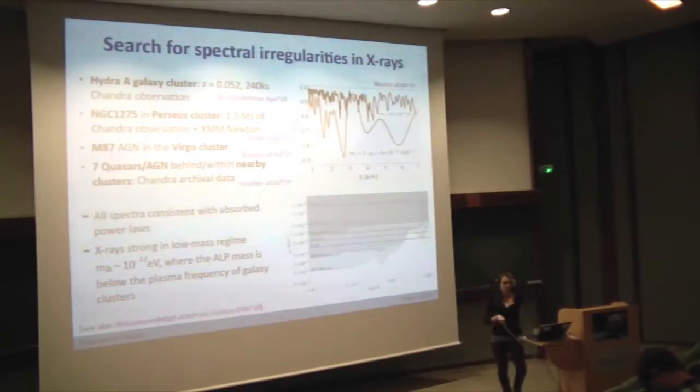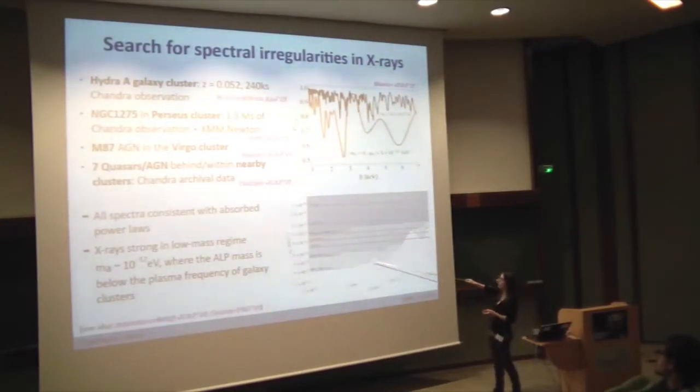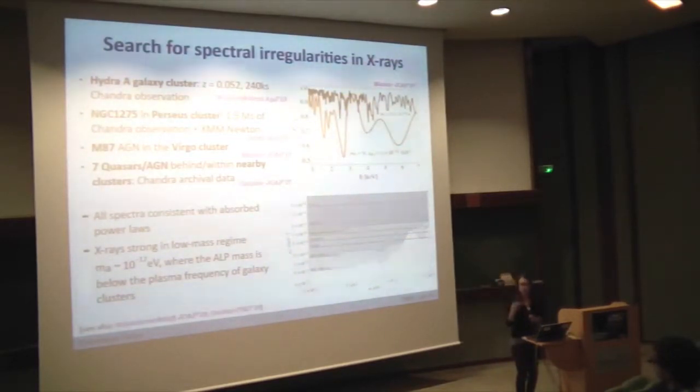And this is what has been done by different authors using different very bright AGN or quasars behind clusters or within galaxy clusters. No evidence for oscillations was found, and upper limits, which are quite strong, were set. So the X-rays are actually very well constraining ALPs masses below 10 to the minus 12 electron volts.